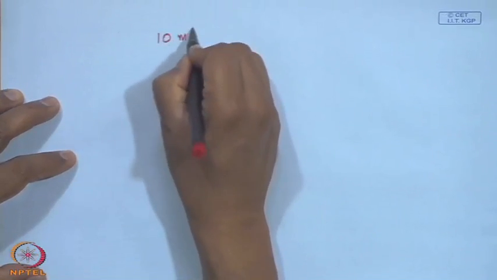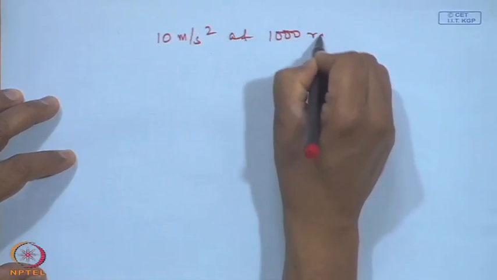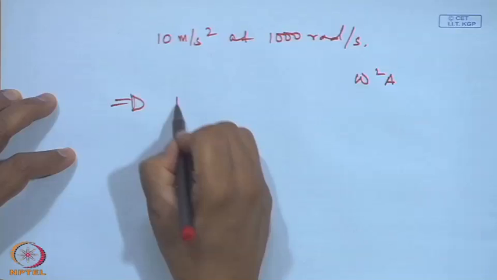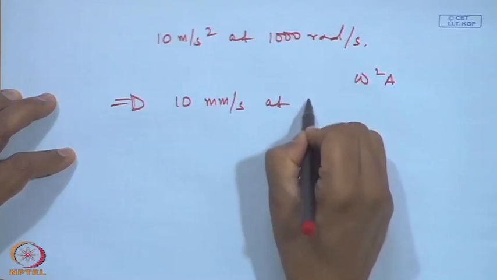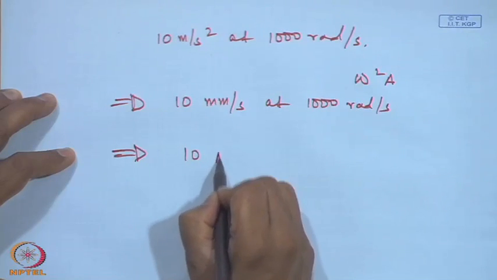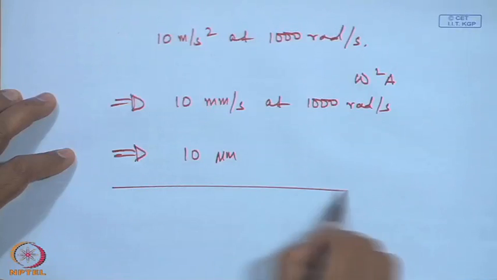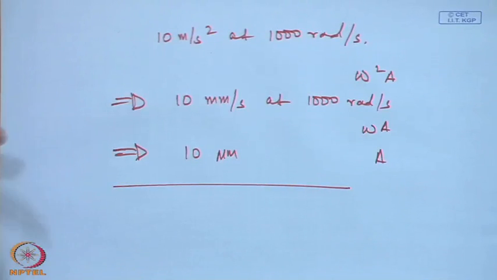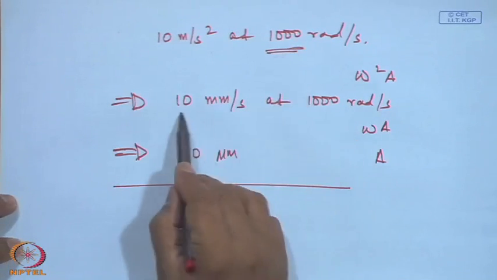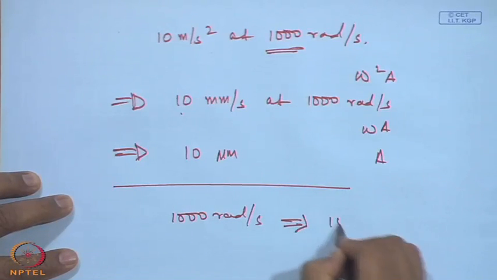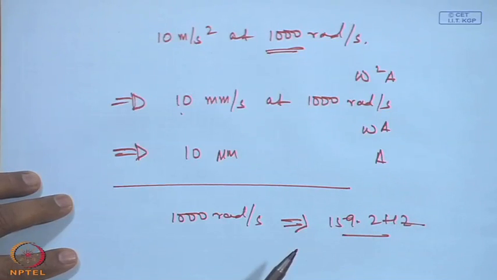And as you know, there's a relationship between this 10 meters per second square at 1000 radians per second. Now omega square a is the acceleration, so this will boil down to 10 millimeters per second at 1000 radians per second, or 10 microns of displacement because of the relationship between omega square a, omega a and a. So, this is a handy rule and it is very easy to remember 1000. Actually, 1000 corresponds to 159.2 hertz, and that you can see in any FFT analyzer.